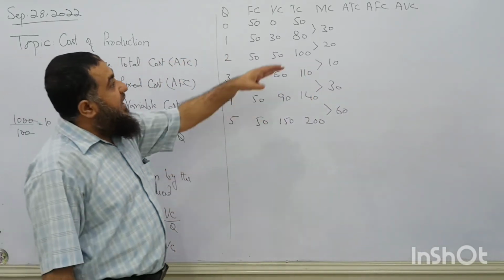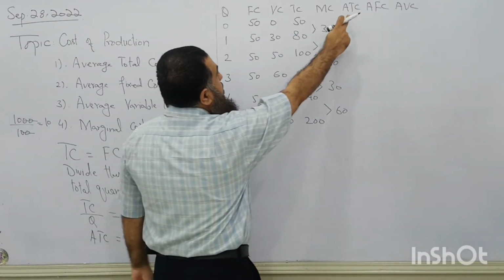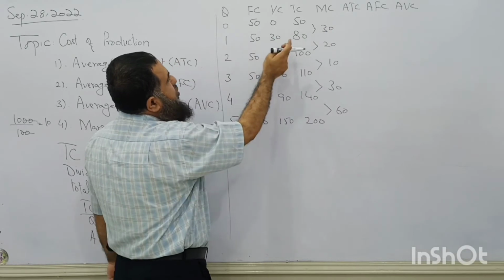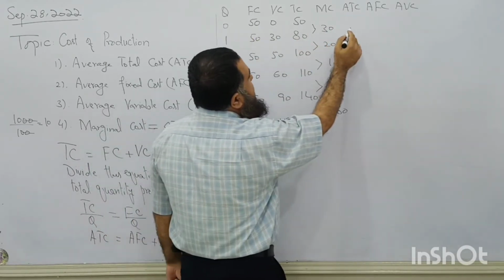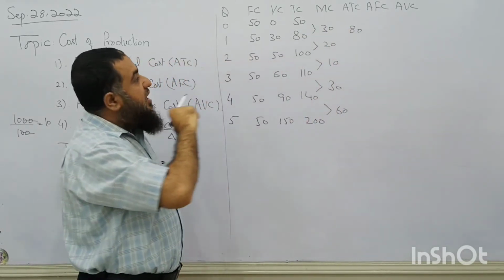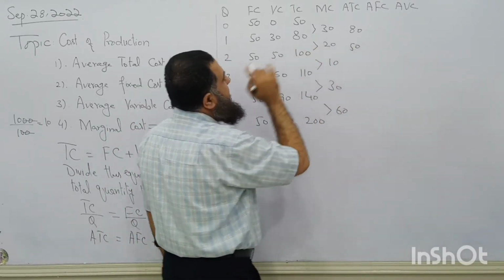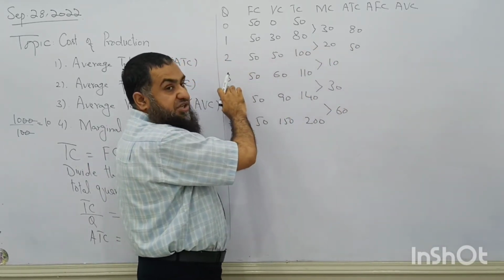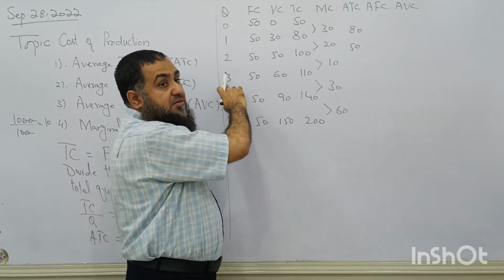Clear? Now find the average values. Look here. Total cost divided by total output produced. Here 80 by 1, that is 80. For the first unit average cost is 80. And now 100 by 2, that is 50. 110 by 3, what will be the value? 33 point something.